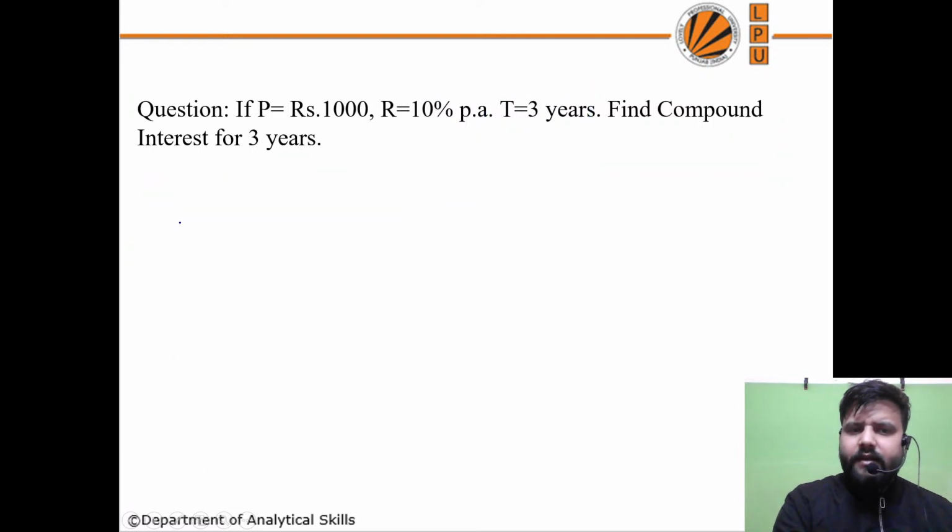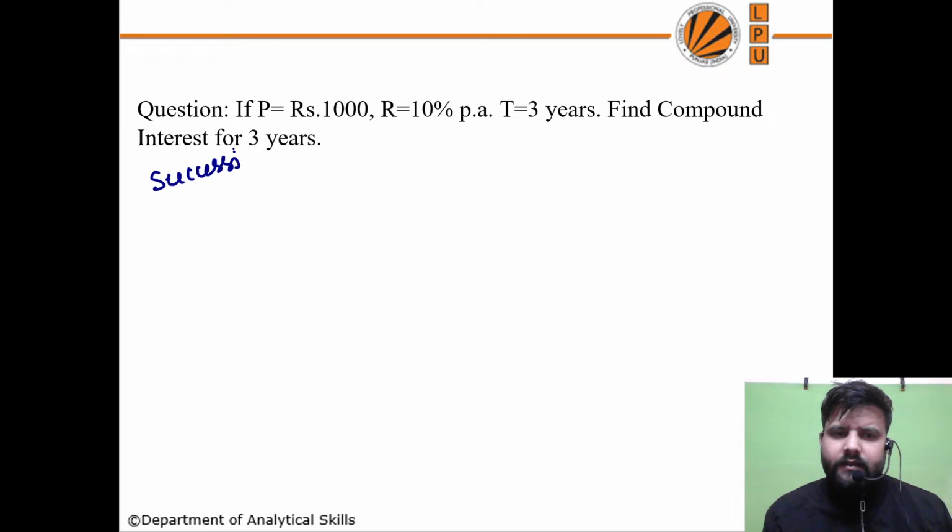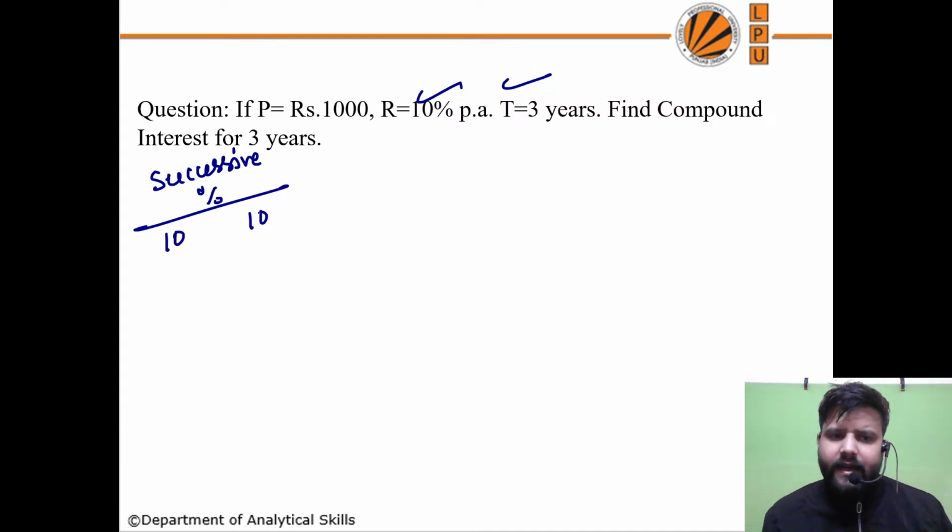Okay, let's come to method 3. Method 3 is successive percentage. In the successive percentage method, we will convert this successive percentage into a flat percentage. See how? We will write 3 times 10 is there, so I'll write 10, 10, 10.